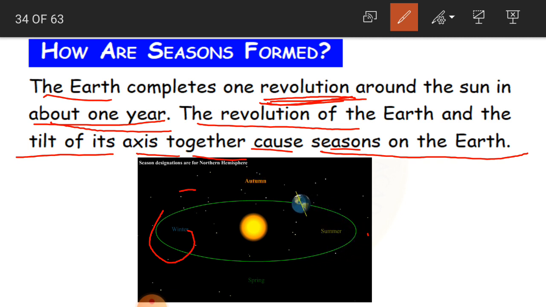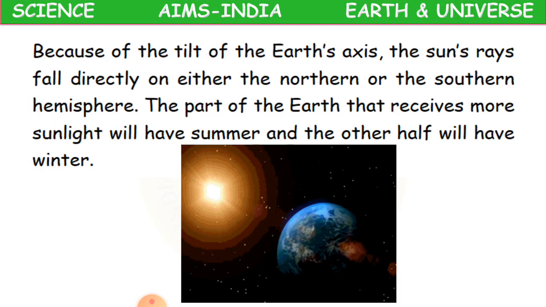Okay, children, so some parts of the places on the earth, when they have summer, the other part of the countries or the places will be having winter. And when some part of the places towards the north will be having autumn, then some part of the places towards the south will be having spring. Okay, children, so these are the 4 seasons which we have here.